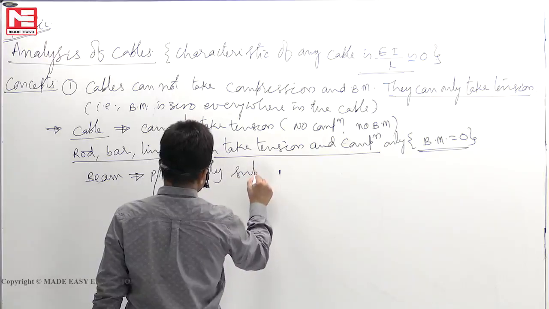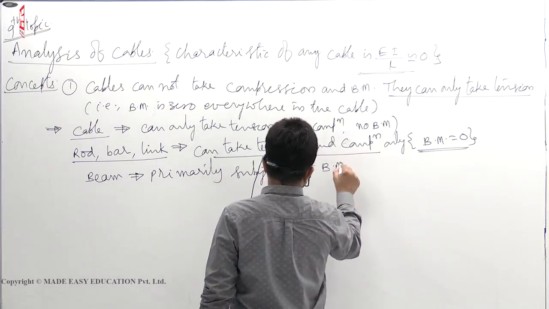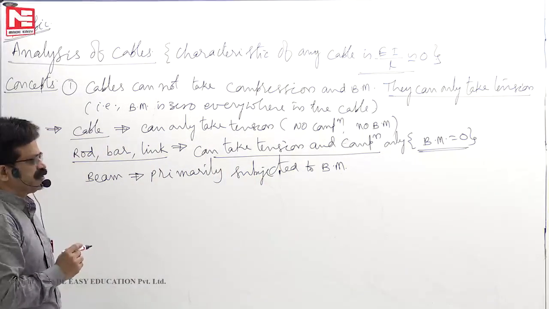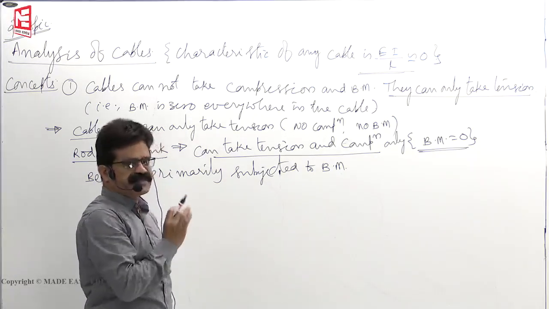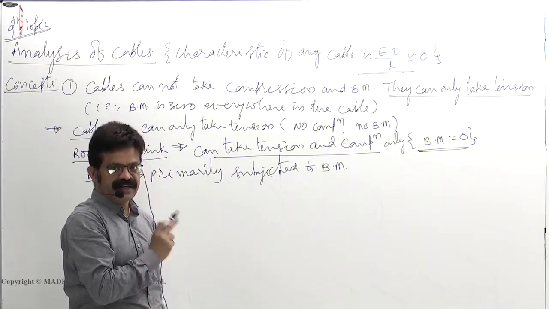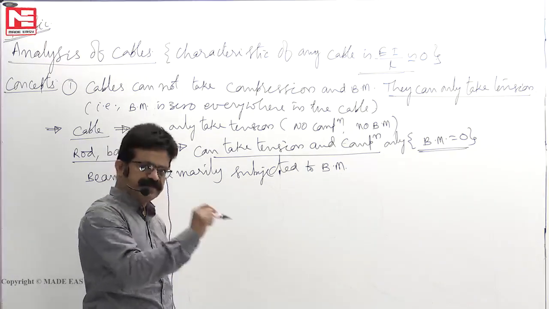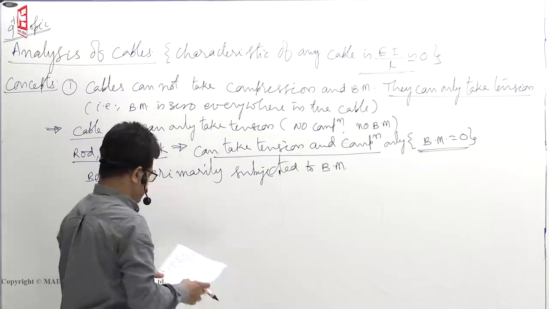Beam means primarily subjected to bending moment. That means only bending moment. If you can neglect some amount of compression, then it is called a beam. If you cannot neglect the compression, then it is called a beam column. That means compression is there and also bending moment is there.